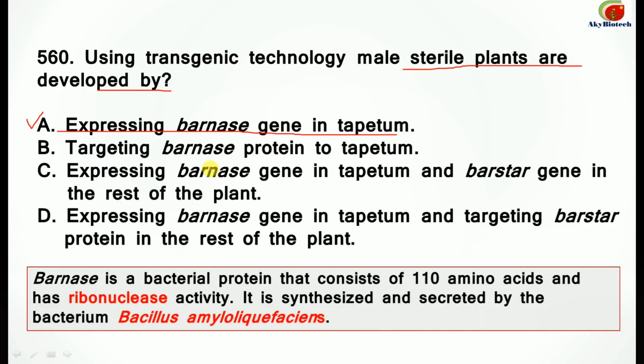So here comes the explanation. Barnase is a bacterial protein that consists of 110 amino acids, and it has ribonuclease activity. It is synthesized and secreted by the bacterium. Which bacterium synthesizes this protein? This has also been asked in the examination many times, and the bacterium responsible is Bacillus amyloliquefaciens.